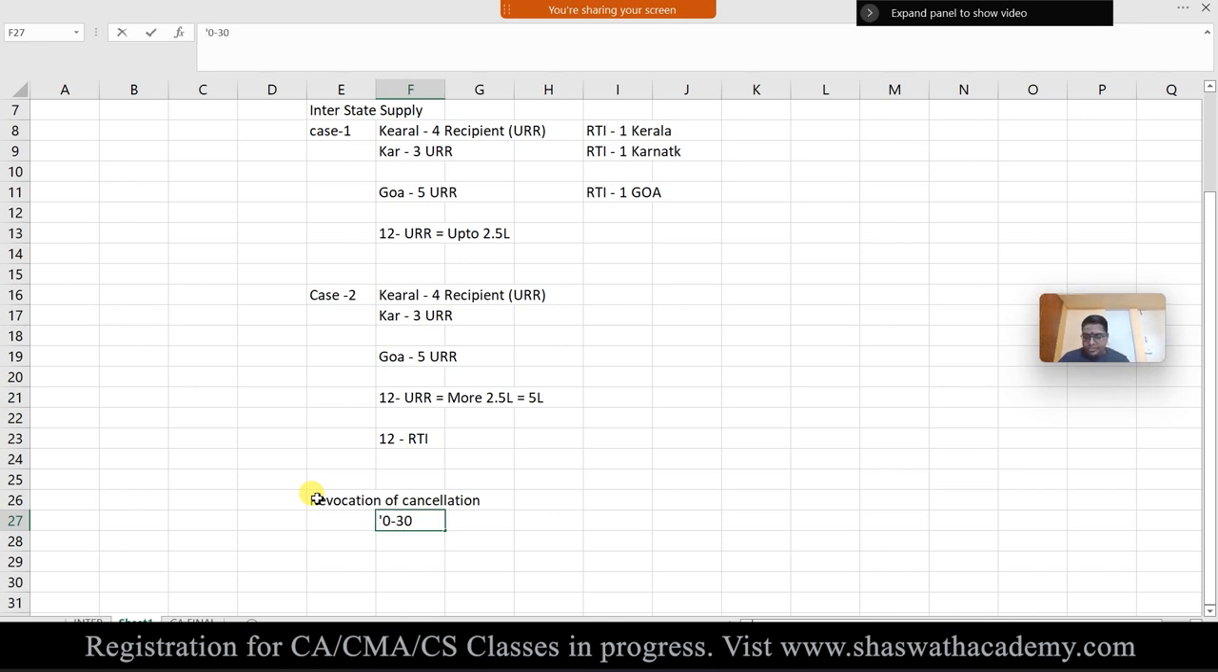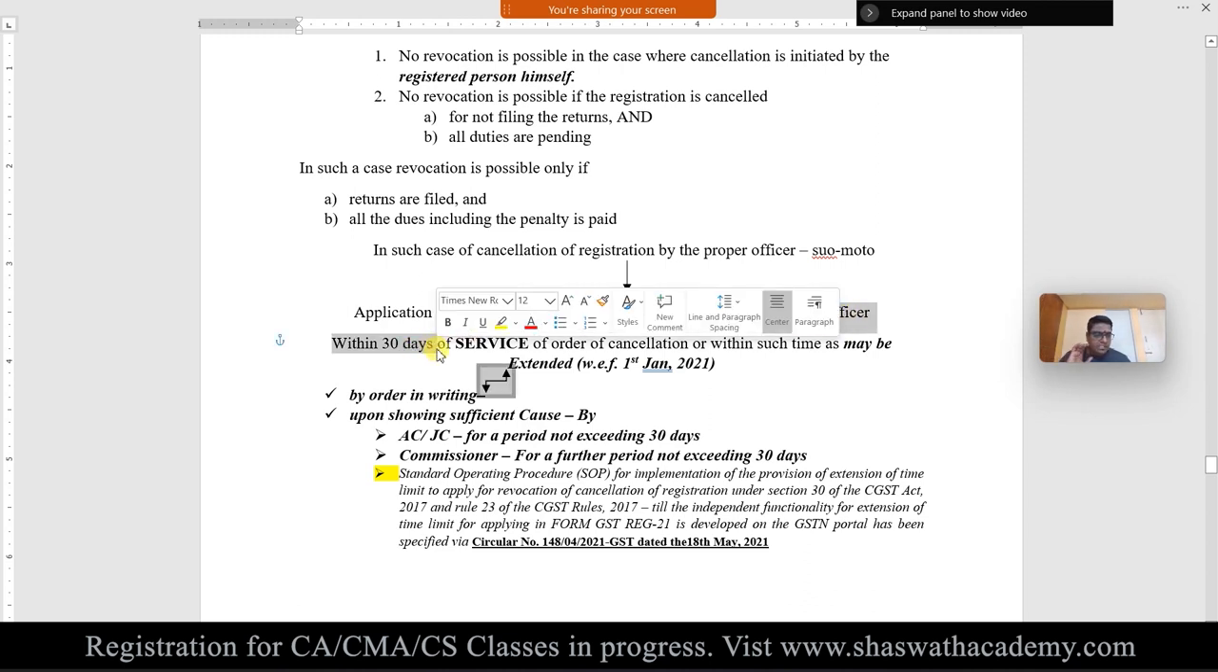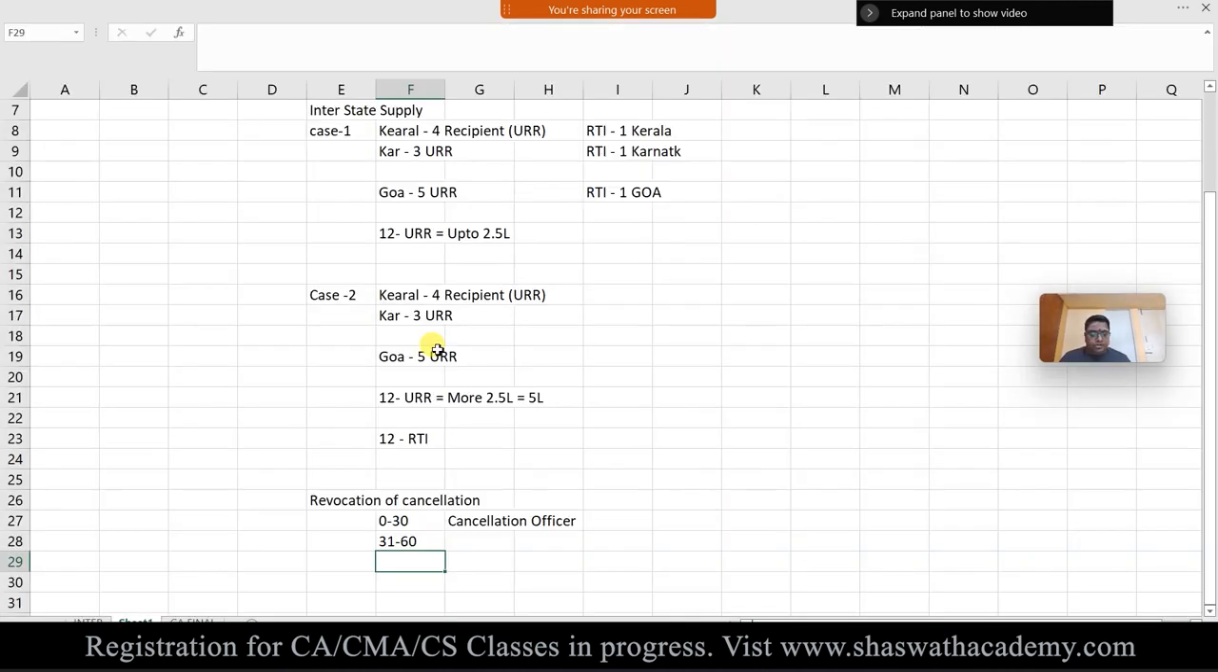Sir, 0 to 30 days. If it is 0 to 30 days, you can make an application to the cancellation authority, the cancellation officer, whom you can call the proper officer. 31 to 60 days, can I still go, sir? Because 30 days has exceeded. Because what does the law say? Application for revocation of cancellation can be made to the proper officer within 30 days. That means 0 to 30 days, you can make the application with the cancellation officer, who is also called the proper officer. Are you all with me, my dear?